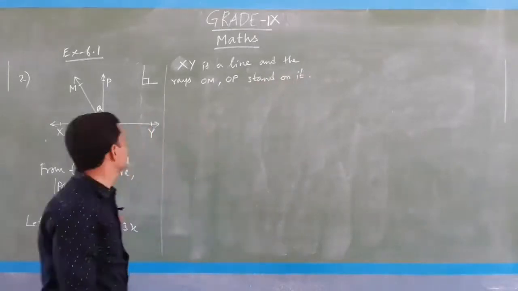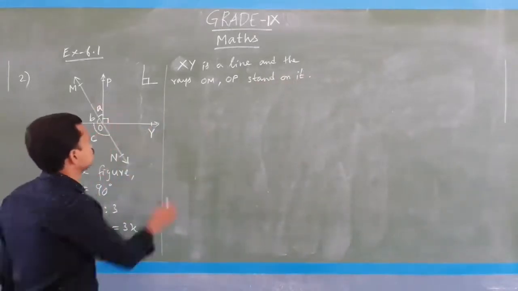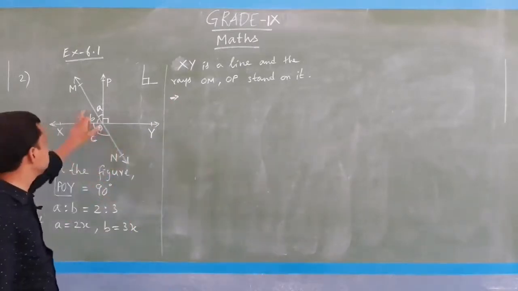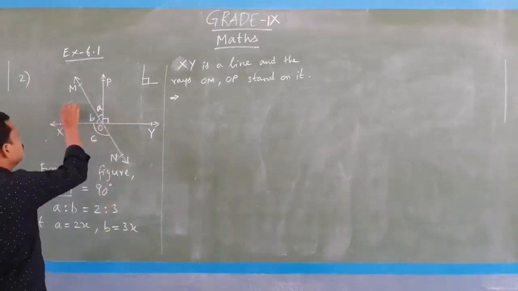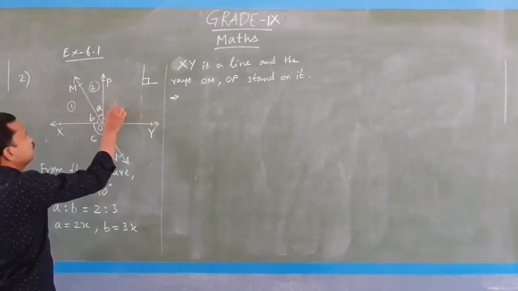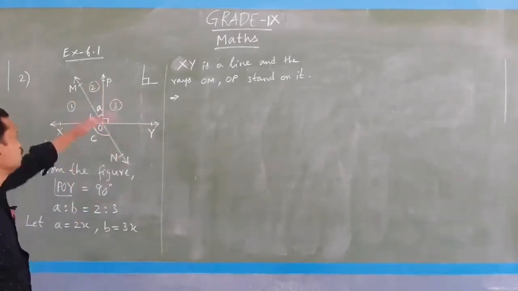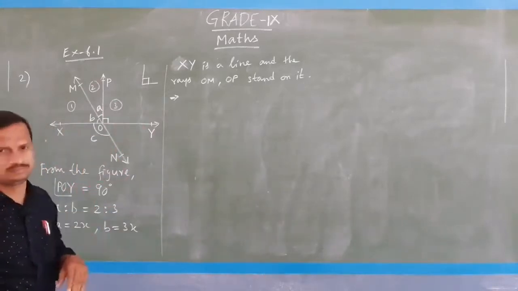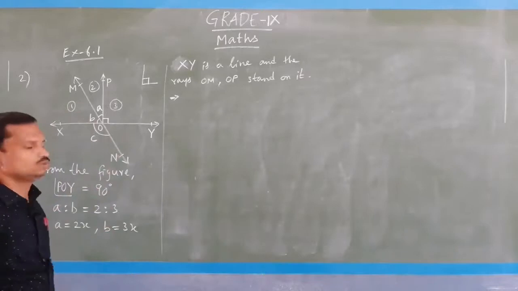So, therefore, we get three angles. What are they? A straight angle is divided into three parts. This is one part, this is another part and this another part. So, three angles form a straight angle, that is XOY. This XOY is divided into three parts.